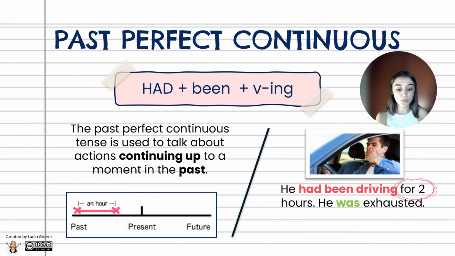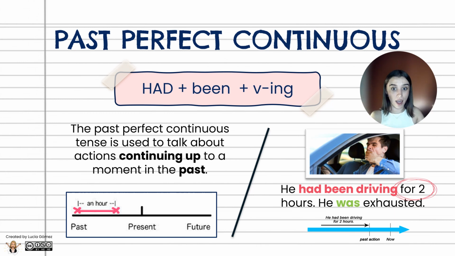Here you can see as well the representation. He had been driving for 2 hours. Había estado conduciendo durante 2 horas, hasta ese punto en el pasado, y por tanto estaba cansado en ese momento. Ahora pues el tío está de lujo.